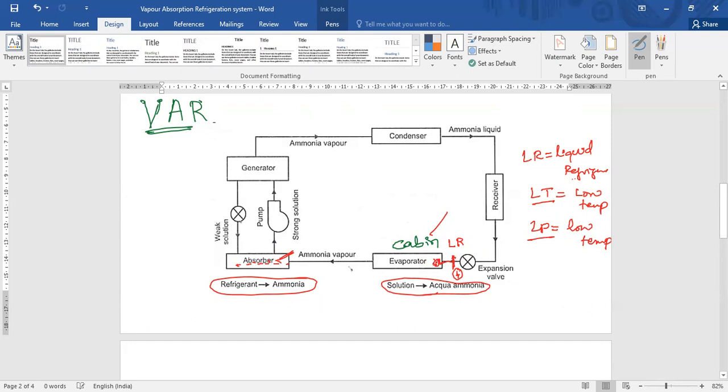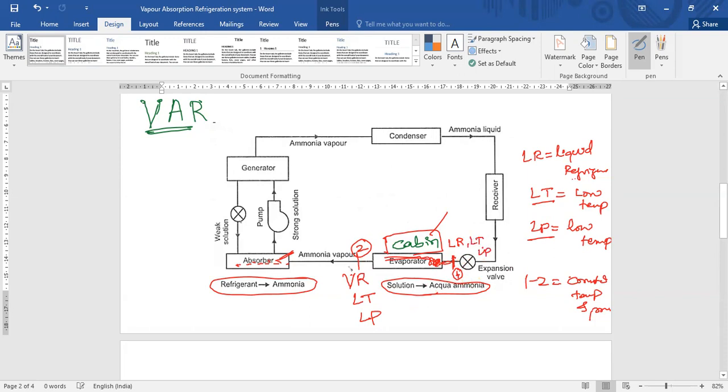In the evaporator, this refrigerant will absorb heat. The evaporator is placed inside the cabin. It absorbs all the heat from the cabin and becomes vapor. Now the refrigerant is in vapor state, vapor refrigerant. During process 1 to 2, the temperature remains the same, at low temperature, and the pressure is also the same. So here I will write: 1 to 2 process is at constant temperature and pressure.